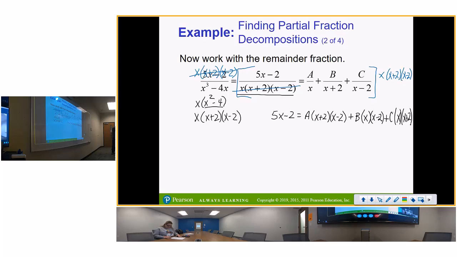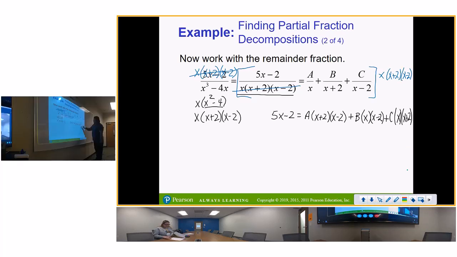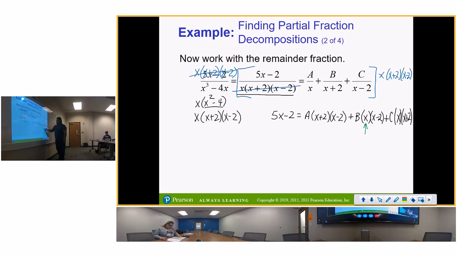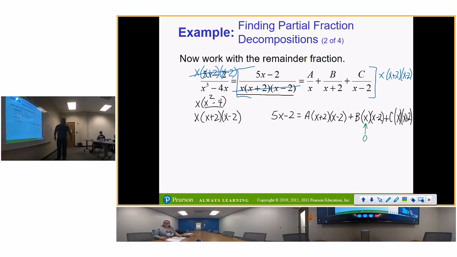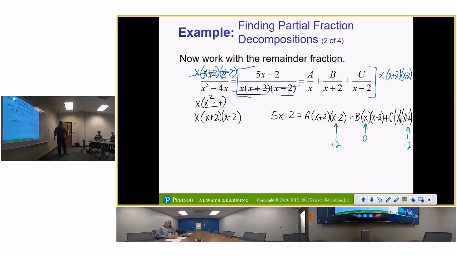So x is equal to 0. I'm going to use green here. I'm going to show you where I get those numbers from. What will make this term go to 0? x being 0. What will make this term go to 0? What will make this term go to 0? So there's your 3 numbers right there that you're going to set x equal to. So go ahead and do that. It's going to take you a couple of minutes because you've got to do it like 3 times. So go ahead and be working on that.